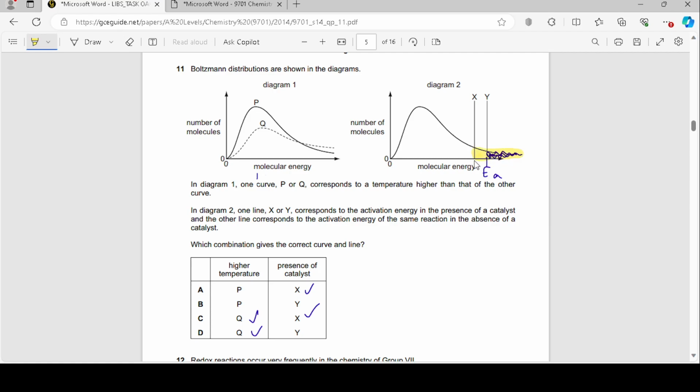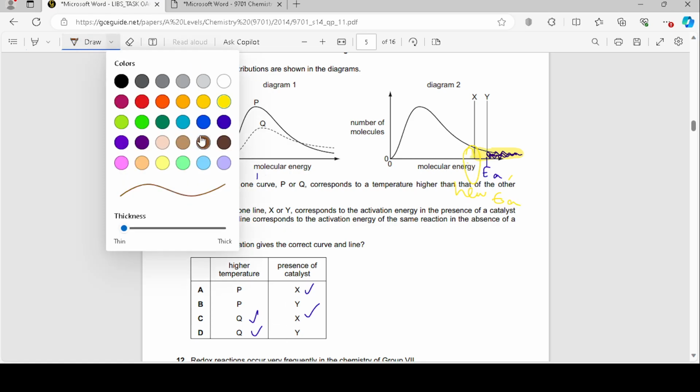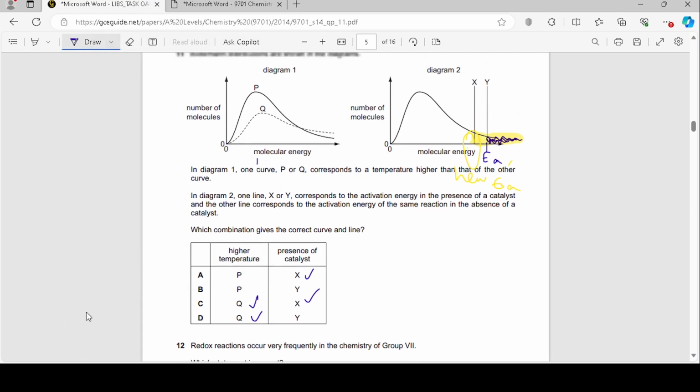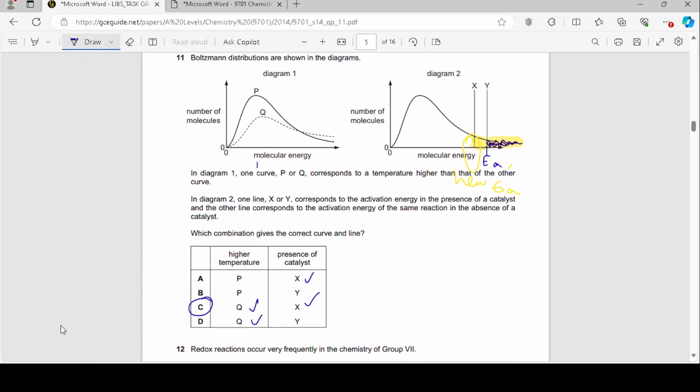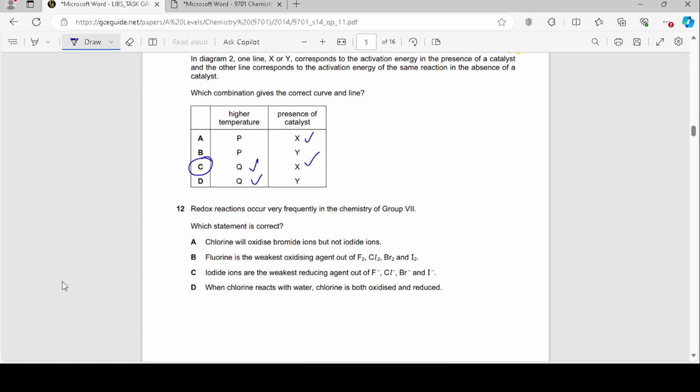So see this whole yellow region that you get, my activation energy has lowered. This is my new activation energy with a catalyst. That's why X has to be in the presence of a catalyst. I hope that makes sense. And so my answer is going to be C. Okay. And now we can go to question number 12.